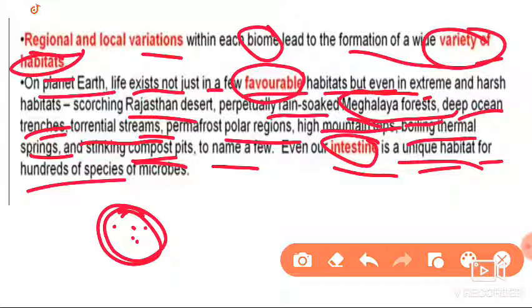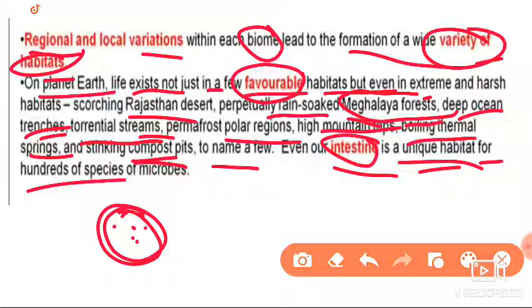Unique habitat. No other habitats are going to be fit for that particular organism. The organisms that are surviving in the intestine will not survive in the liver, they will not survive in the stomach. Intestine is a favorable environment for those microbes. That also we can take as an example.